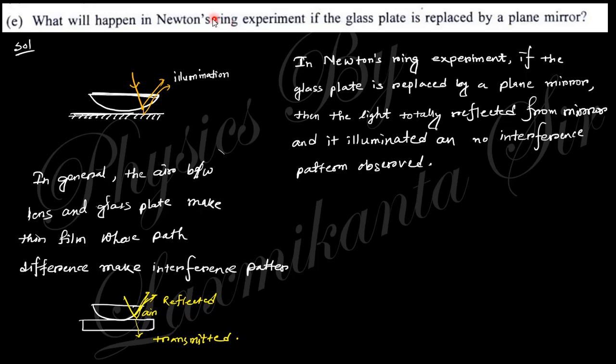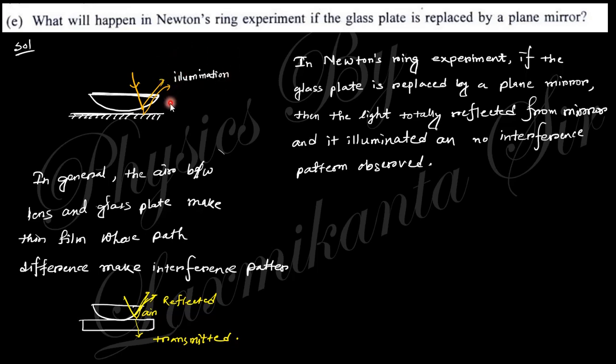What will happen in Newton's ring experiment when the glass plate is replaced by a plane mirror? In general, the lens sits on the glass plate, and the air between these two becomes the path difference of two rays, which results in interference for reflected light as well as transmitted light. But when you use a mirror in place of this glass, then what happens? Total light is reflected, and the total reflection makes it more illuminated.